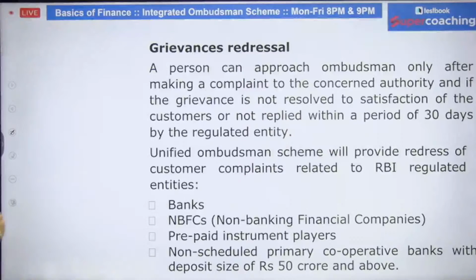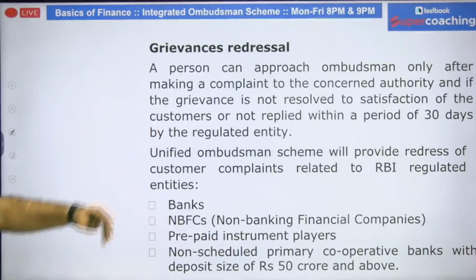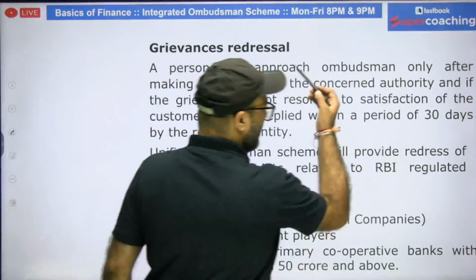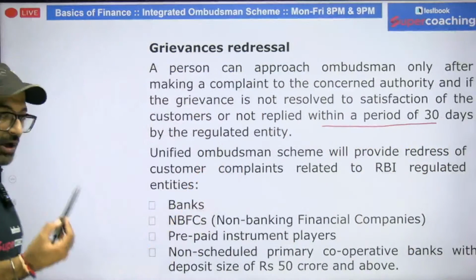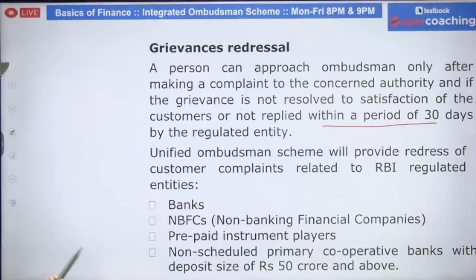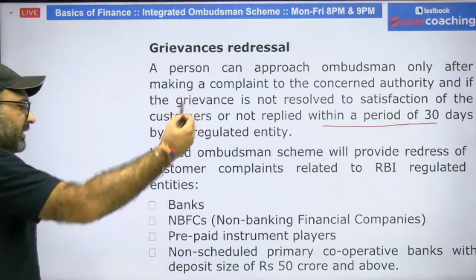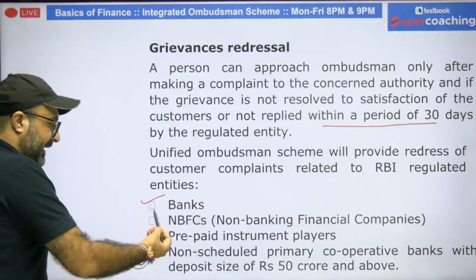So the grievances can be redressed, as I already discussed. If you are not satisfied with the solution given, or your complaint is rejected, or no reply is given for 30 days, then you can reach the Integrated Ombudsman with a complaint against the bank.